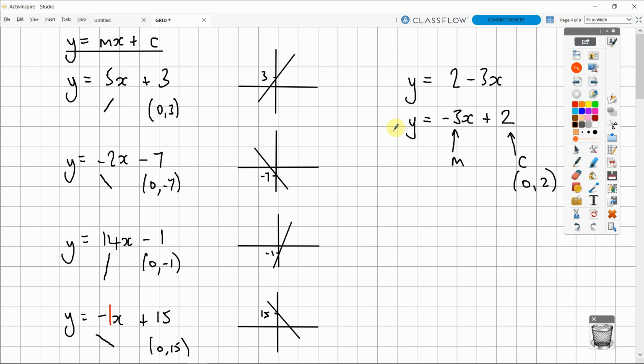In all of these, it's important that this is one single y equals whatever else. If it's not one single y, this does not work. You need to rearrange it so it is one single y. y needs to be the subject of y equals mx plus c.